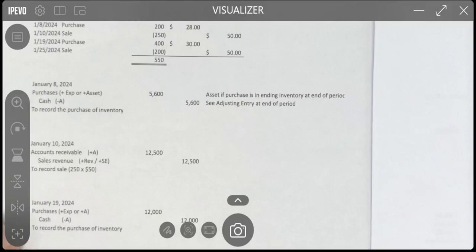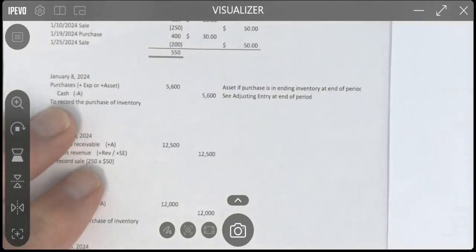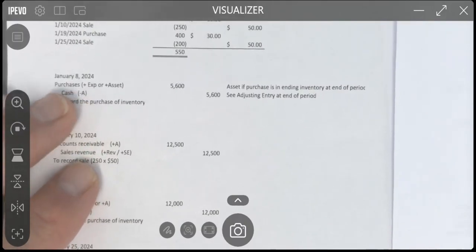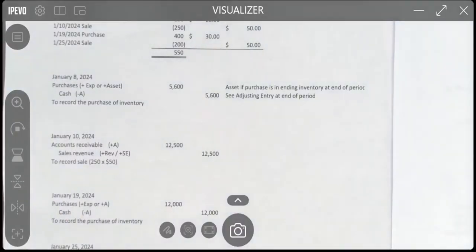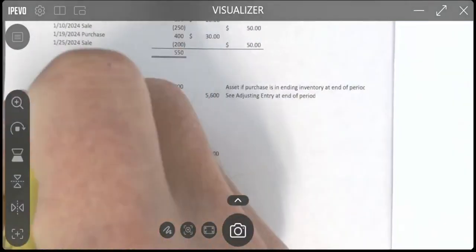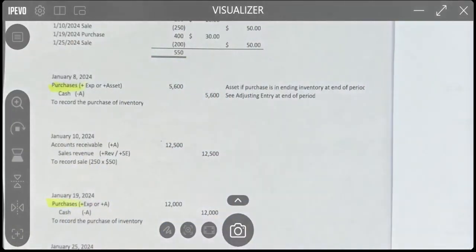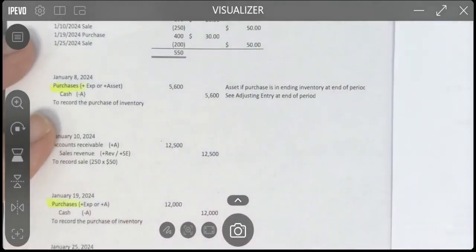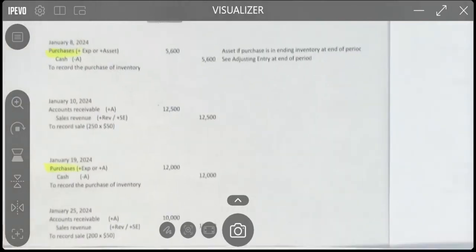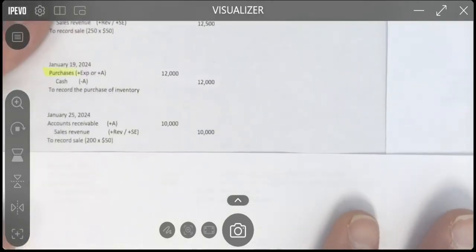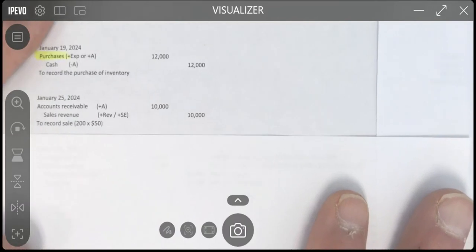So once again, we have the purchase of 200 at 28. Key here being that we are using the temporary purchases account to record those purchases. We also have the sales that occurred on January 10 and January 25. Nothing new there. And that brings us to our entry at the end of January.